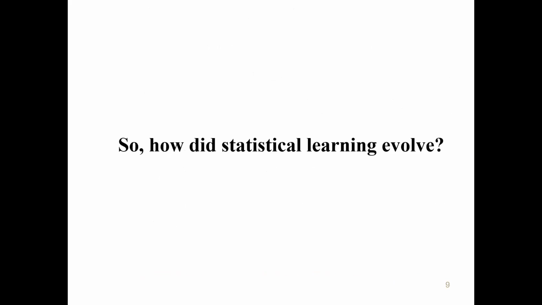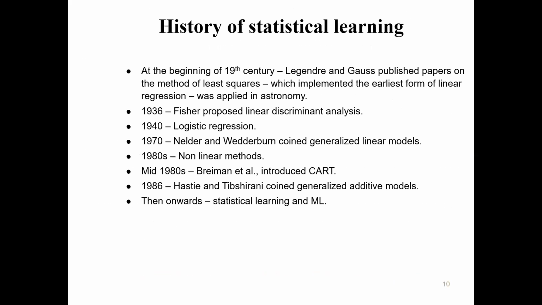So how did statistics, or statistical learning, a better term, evolve? At the beginning of the 19th century, Legendre and Gauss published their paper on the method of least squares. In 1936, Fisher proposed linear discriminant analysis. We all know about this. In 1940 came one of the great techniques, logistic regression, which is still a very popular technique used in data science now.